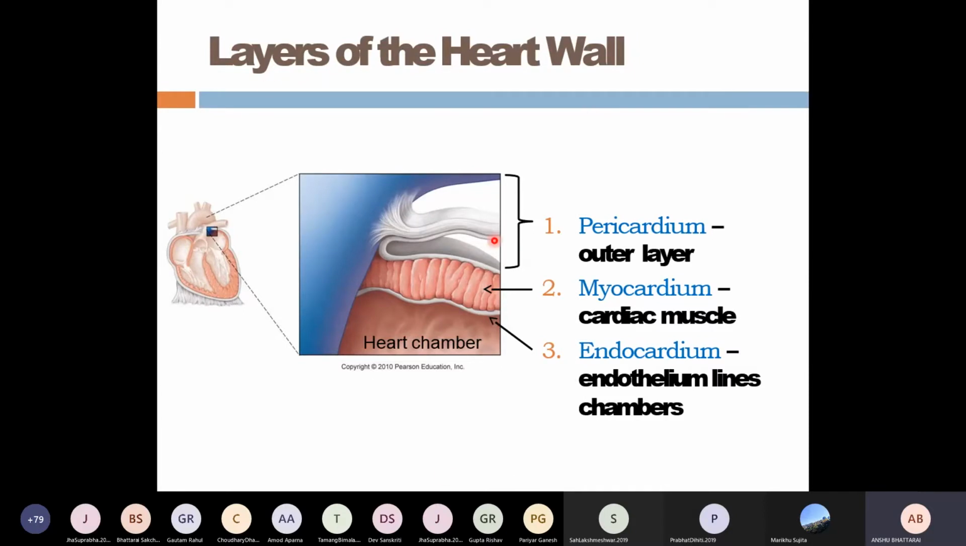So let us go to the layers of the heart wall. Up to now we have talked about the different chambers of the heart, the valves that are present, and how the blood travels through the heart and through the circulatory system. Now let us talk about the different layers that are present in the heart wall. Okay, so basically there are three layers.